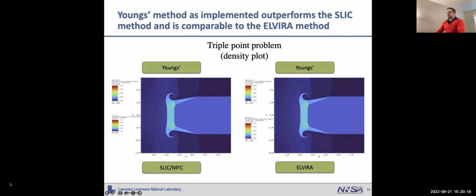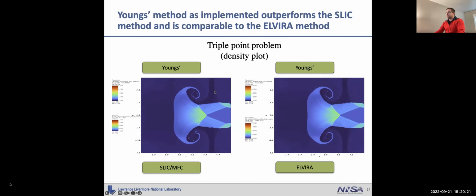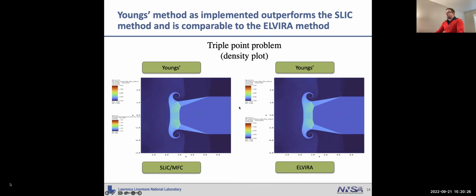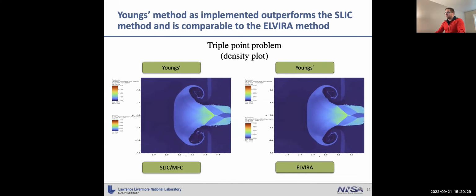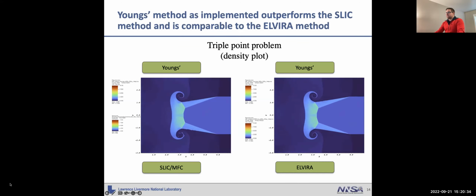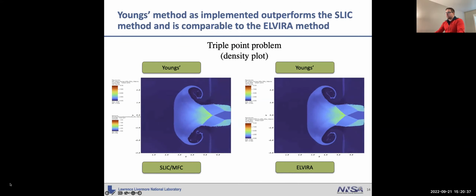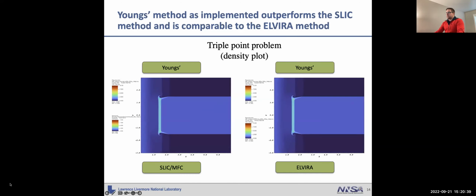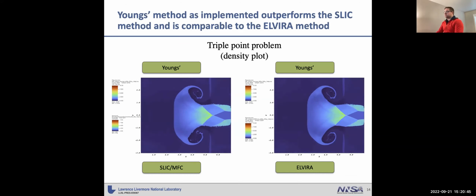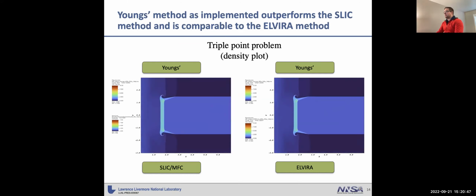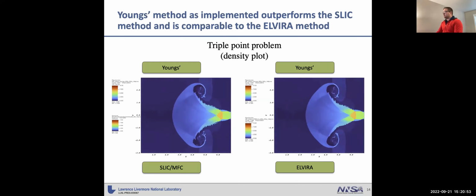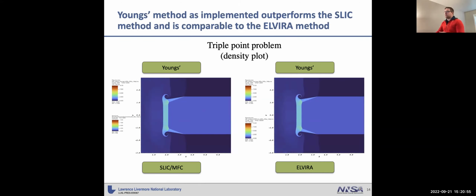And so looking at Young's method, which is the top on both simulations, and then Slick on the bottom left and Elvira on the bottom right, everything looked exactly as we expected. There are some subtle differences in these hydrodynamic instabilities here, right? If you look at the top and the bottom, there are some subtle differences, but that's to be expected, as these are just different numerical methods to do the same thing. So this is useful, it looks good, right? But it's not very useful in determining how well Young's method does compared to the other ones.